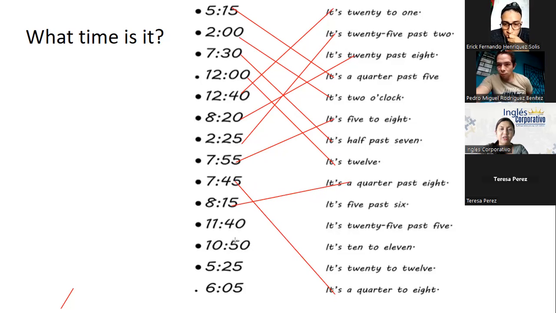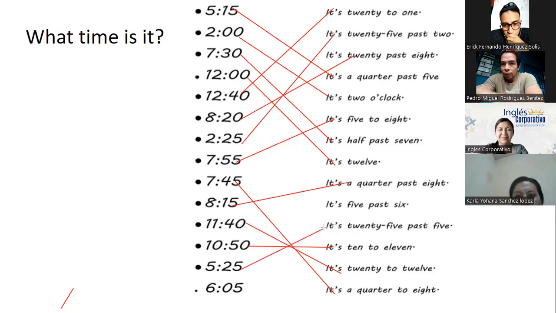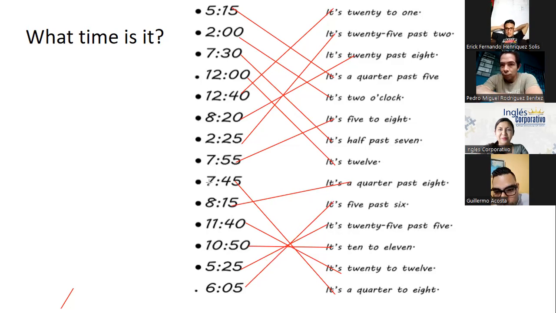It's 11:40 or? It's 20 to 12. Okay. It's 10:50 or? 10 to 11. It's 5:25 or? 25 past 5. Yes. It's 6:05 or? It's 5 past 6. Wow, very nice. Congratulations. You can tell the time in English now.